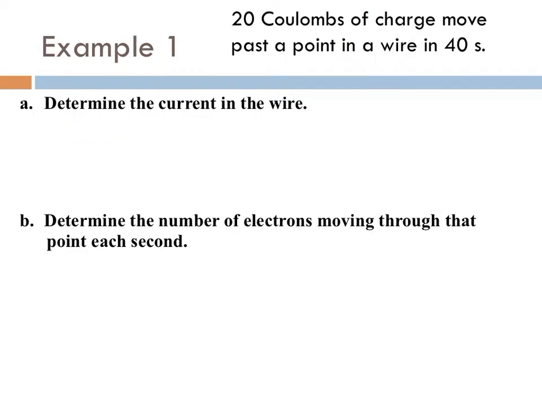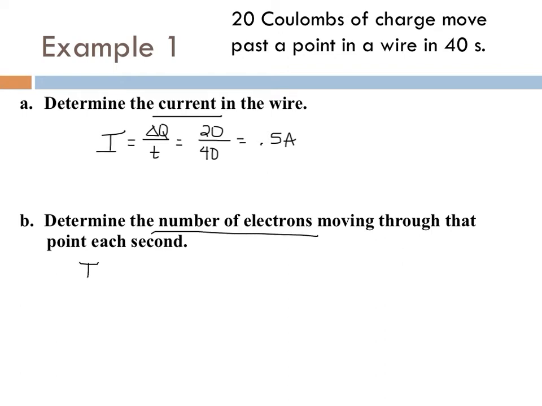In this example, we have 20 coulombs of charge that move past a point in a wire in 40 seconds. So we're asked to determine the current in the wire. Remember that I is equal to our charge over time. Again, 20 coulombs of charge have passed through in 40 seconds. So we have 0.5 amps.